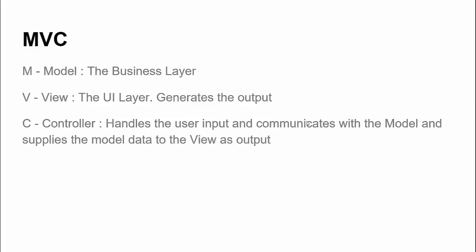MVC stands for Model, View, Controller. Hopefully everyone is aware, but for the sake of this tutorial we will go by M means model, which means it is holding the business layer. View, which is the UI layer that generates the output. And C stands for controller, which is the main component, and the role of it is to handle the user input and communicate with the model and supply the model data to the view, which will be shown as an output.